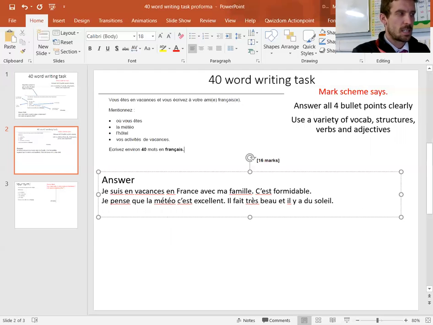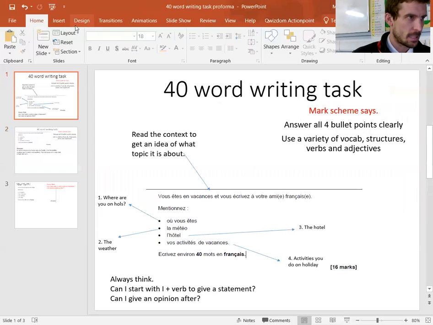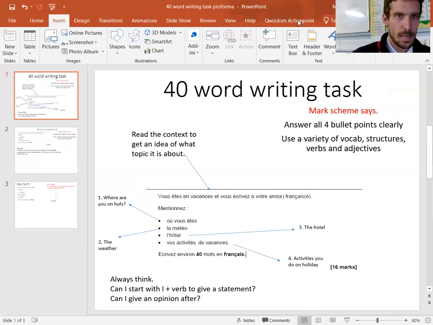So again, I've tried to avoid starting with the hotel is or using the bullet point too much. So let's start with I plus verb if we can. Okay. I stay in a hotel. Je loge dans un hotel. I've got to find that accent now. It's going to be a right pain. Let me just move my face. Symbols. Oh, no, I'm not going to find that accent. Symbols. Yeah, can't find that.